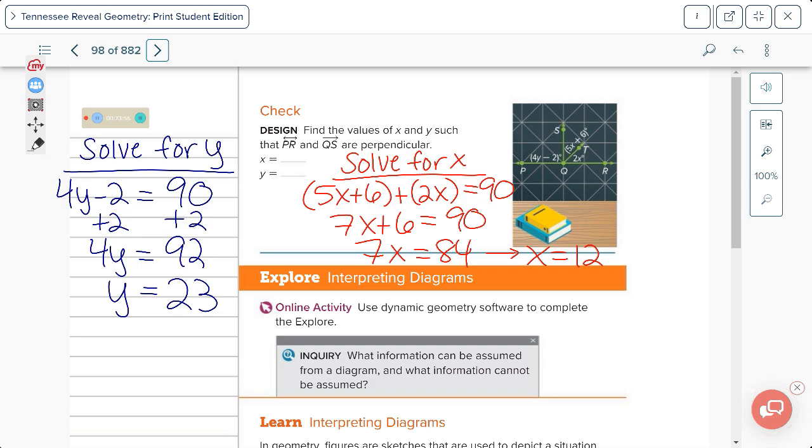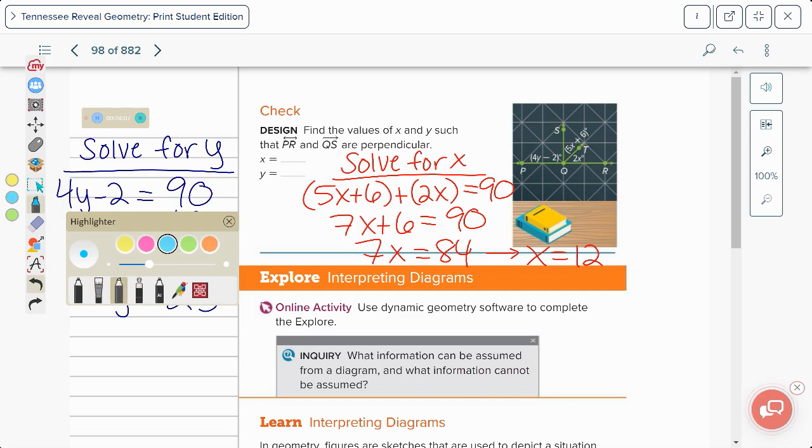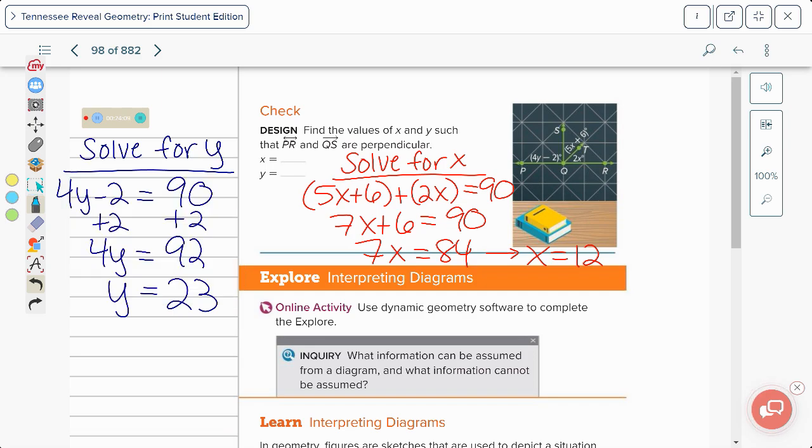Okay, it's a very similar problem. So here we've got 2 lines. They are perpendicular, okay? So because of that, we can set all the expressions equal to 90, okay? So for y, our 4y minus 2 is equal to 90, and that gave us y equals 23. For x's, just make sure that you add the little parts together. So 5x plus 6 plus 2x equals 90, and in the end, x should equal 12.